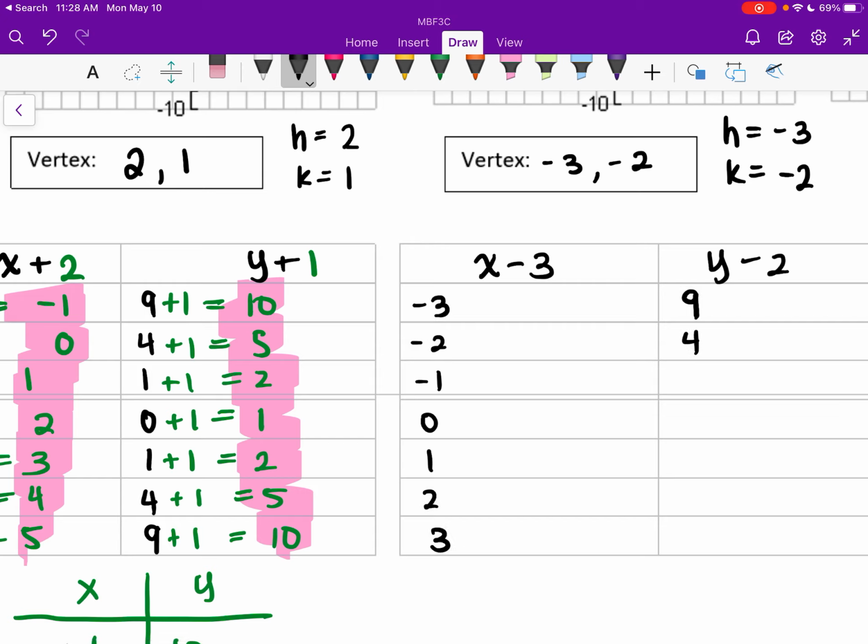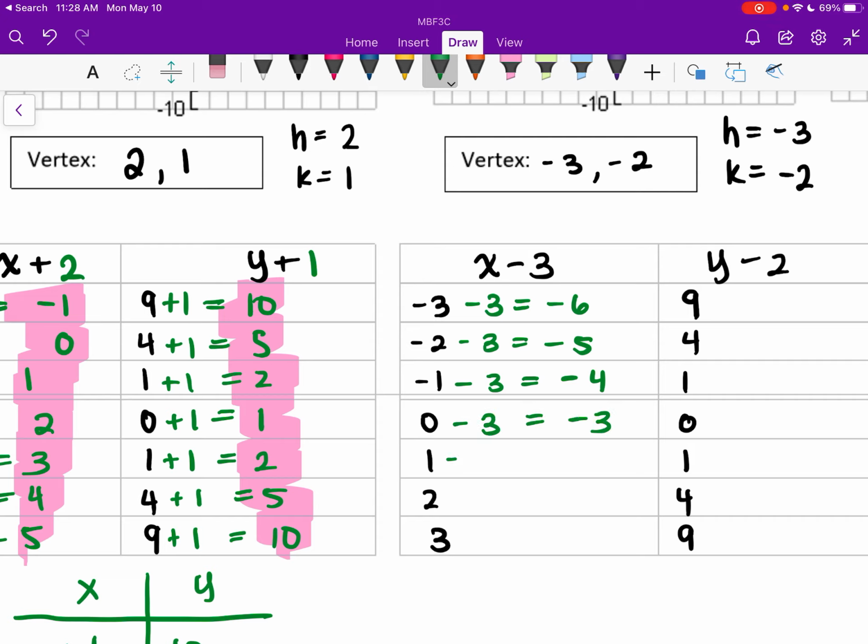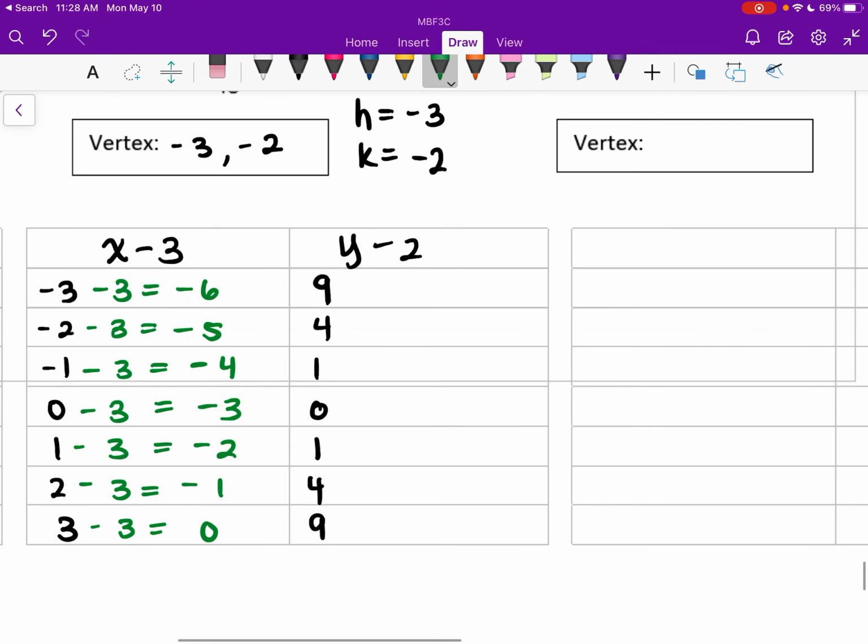Originals over here. And then I'm going to do, okay, -3 for all of them. So -3 minus 3 is going to be -6. -2 minus 3 is going to be -5. -1 minus 3 is going to be -4. I'm just going to go in and solve all of these. So those are my new x's.